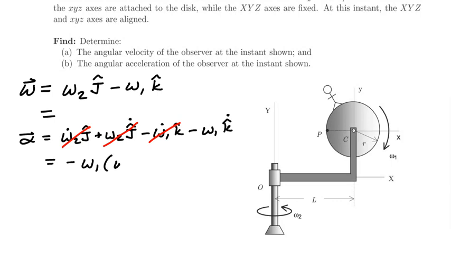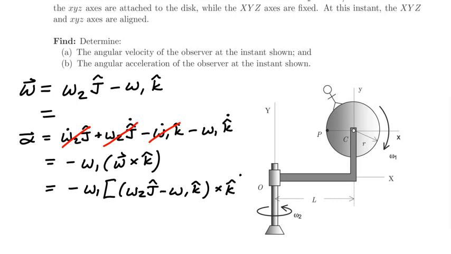We keep in mind that the time derivative of a rotating unit vector is omega cross itself, so we can express this as minus omega 1 times omega cross k. If we go ahead and do some substitution here, this is equivalent to minus omega 1 times quantity omega 2 in the capital J, minus omega 1 in the little k, crossed with the little k.